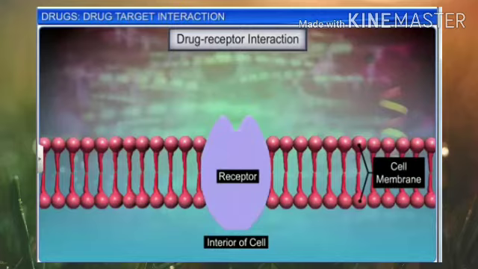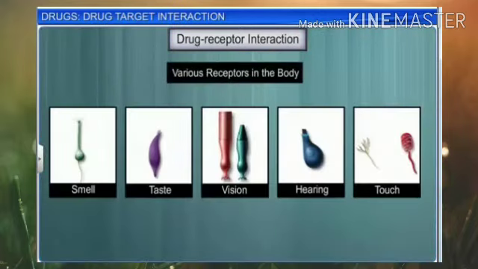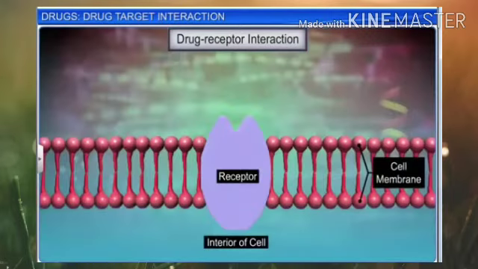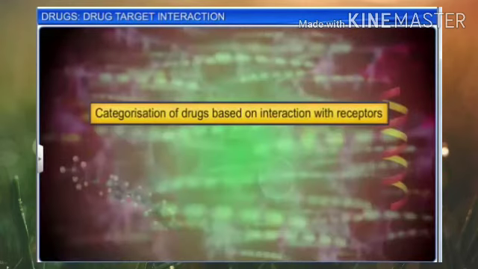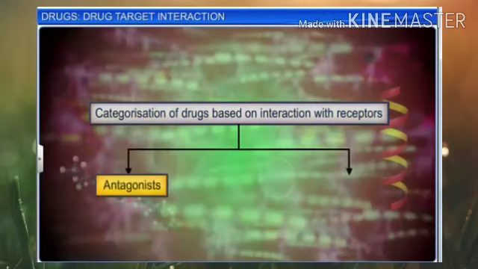There are a large number of receptors in our body. Each receptor shows selectivity for one chemical messenger over another. This is because the binding site of each receptor has a different shape, structure, and amino acid composition. Based on the interaction with receptors, drugs can be categorized into antagonists and agonists.